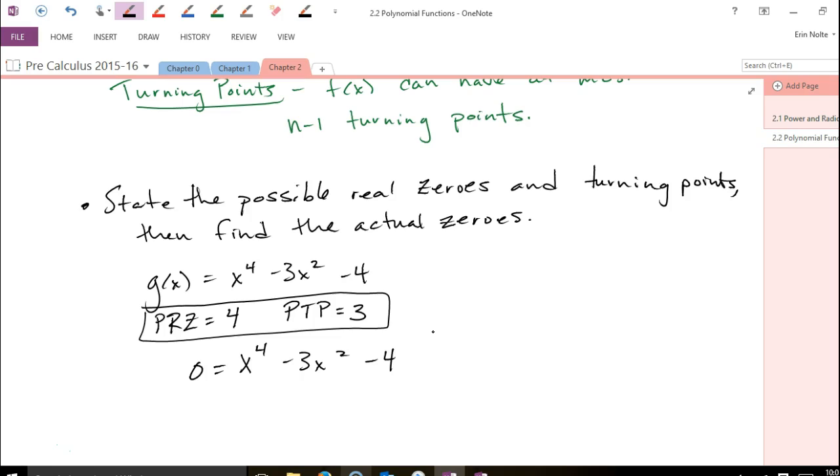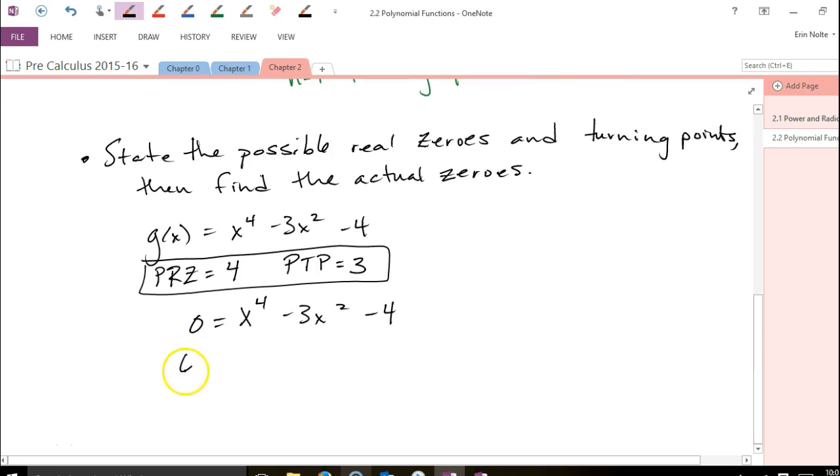Okay, so what two numbers multiply to negative 4 and add to negative 3? Negative 4, positive 1. Okay, so after I factor the function, what do I do algebraically? Set them both equal to 0. So I have x squared minus 4 equal to 0, and I have x squared plus 1 equaling 0.